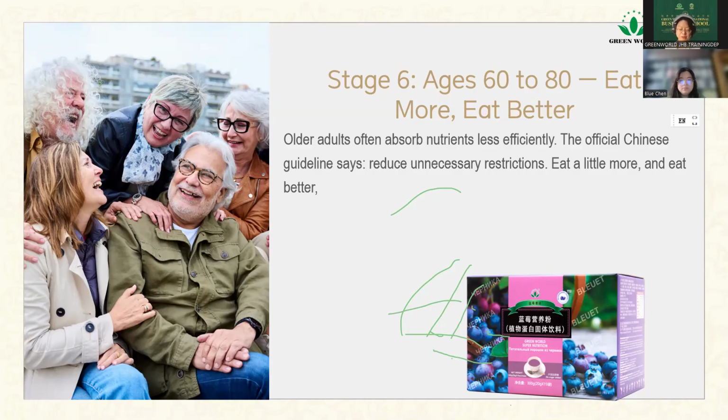Once again, Blueberry Super Nutrition is an ideal product for aged people. Peanut protein and black soybean powder provide high quality, easily digestible plant protein to help counteract age-related muscle loss and support immune function. Corn flour offers readily available carbohydrates for quick energy, which is important when appetite or chewing ability is reduced.